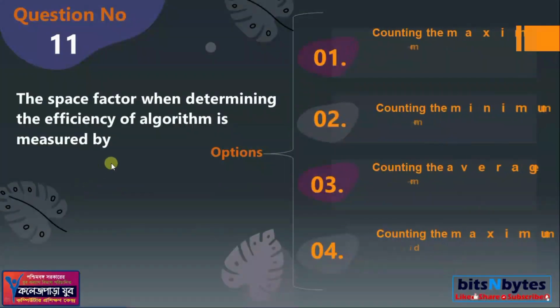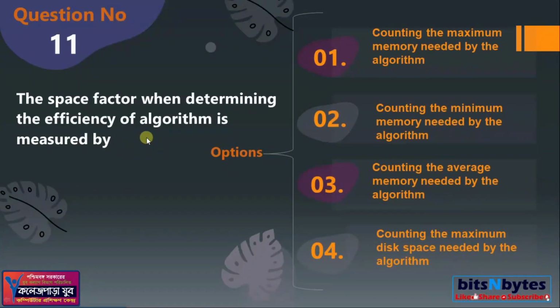Question 11. The space factor when determining the efficiency of algorithm is measured by 1. Counting the maximum memory needed by the algorithm. 2. Counting the minimum memory needed by the algorithm. 3. Counting the average memory needed by the algorithm. 4. Counting the maximum disk space needed by the algorithm. Answer: counting the maximum memory needed by the algorithm.